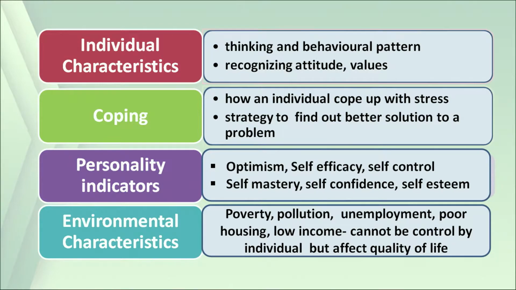When we are talking about the environmental characteristics, it is related to poverty, pollution, unemployment, poor housing, low income. Many of them are not in the control of the individual, but that affects the quality of life. I hope you have understood the different perspectives of quality of life, different dimensions of quality of life.